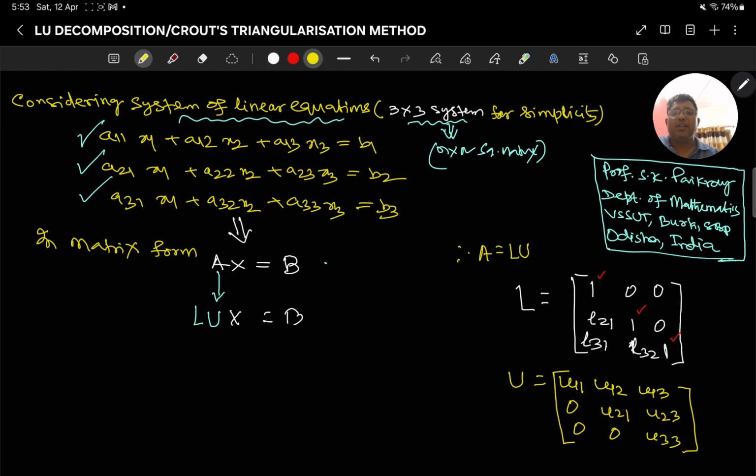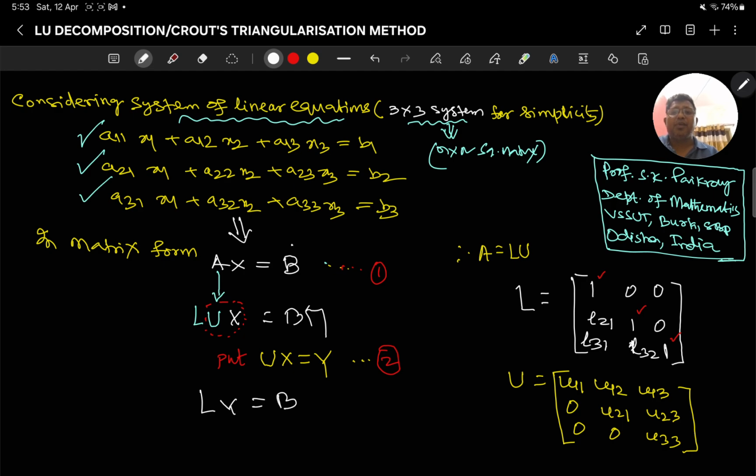Let it be my equation 1. Now this U into x, let me write it as y. U into x is equal to y. Let it be my equation number 2. Now with this, what are we getting? It becomes Ly is equal to b.